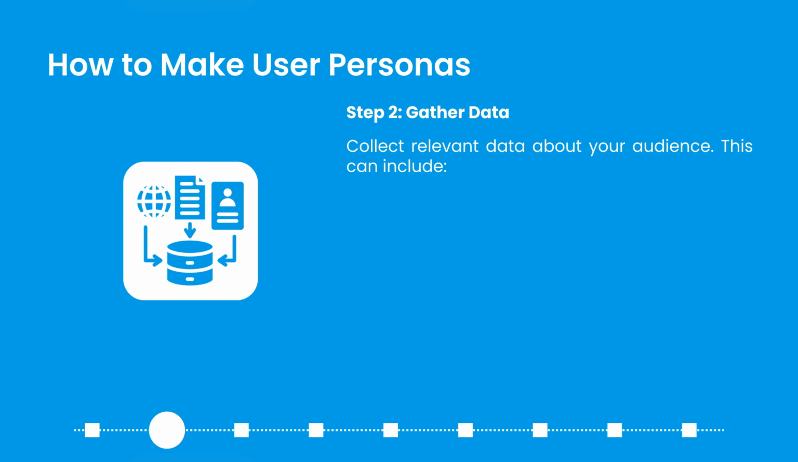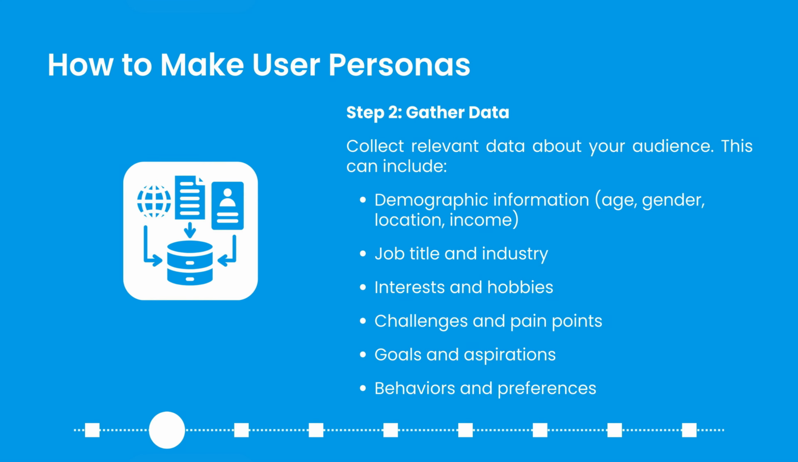Step 2, gather the relevant data. You want to collect relevant data about your audience. So this can include demographic information such as age, gender, location, income, job title and industry, interests and hobbies, challenges and pain points, goals and aspirations, behaviors and preferences.